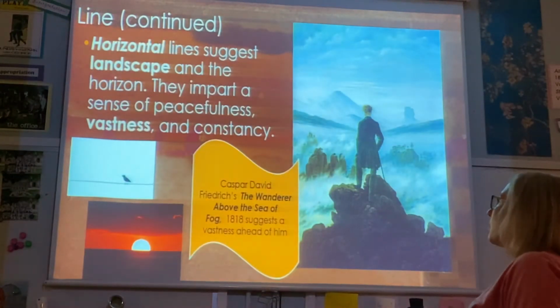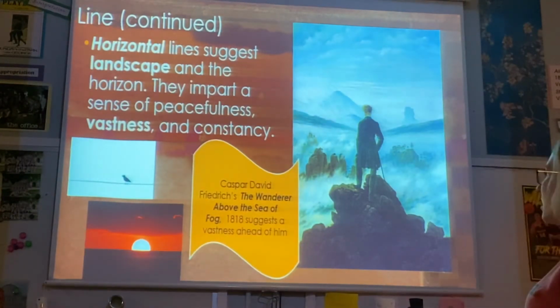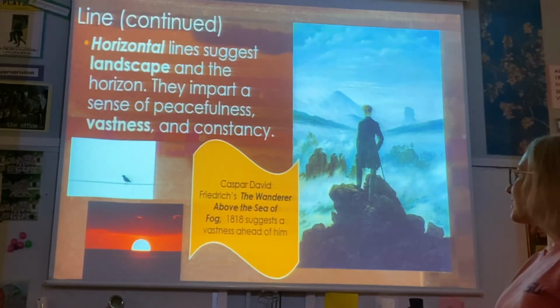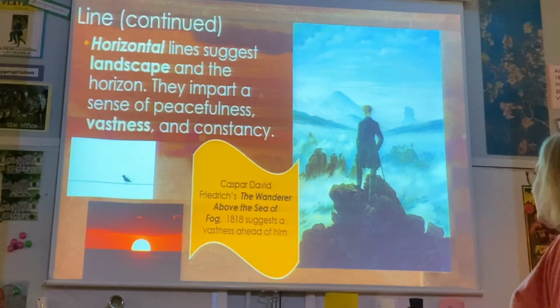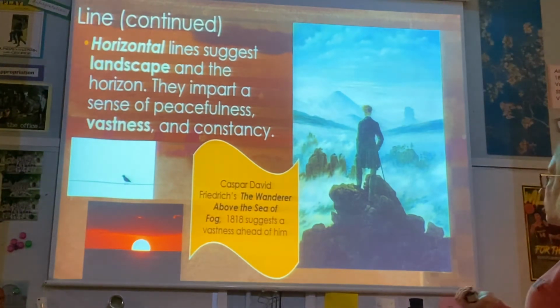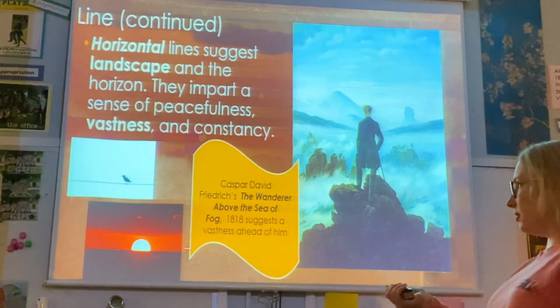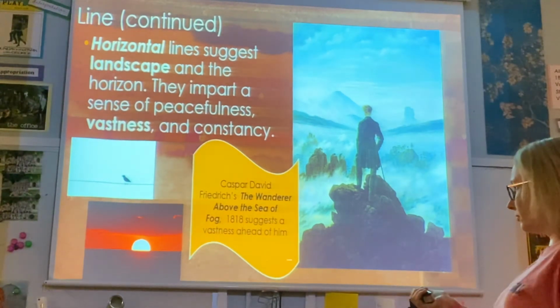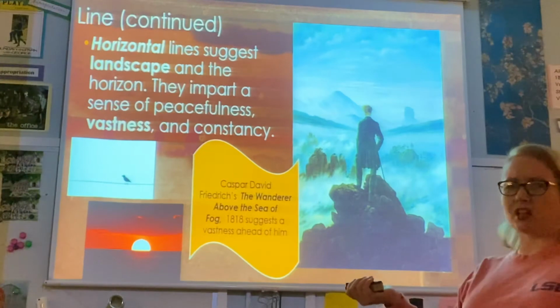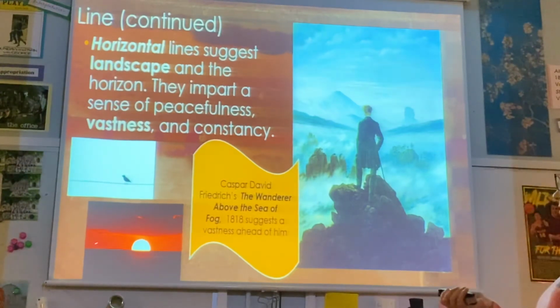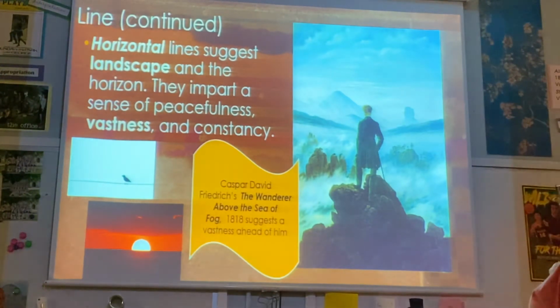Next one, horizontal lines suggest landscape and the horizon. They impart a sense of peacefulness, vastness, and constancy. So when you think horizontal, think landscape. Okay, think the horizon. I always think of a beach sunset because you can see the horizon super clearly.